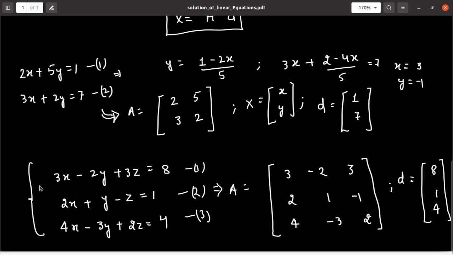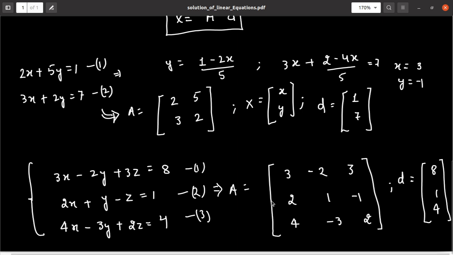Let's look at 3 equations, which are a system of linear equations. This is my first equation, which contains 3x minus 2y plus 3z is equal to 8. Second equation, 2x plus y minus z is equal to 1, and 4x minus 3y plus 2z is equal to 4 is the third equation. So first we are going to create a coefficient matrix which is named A.